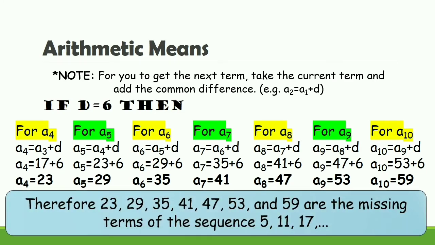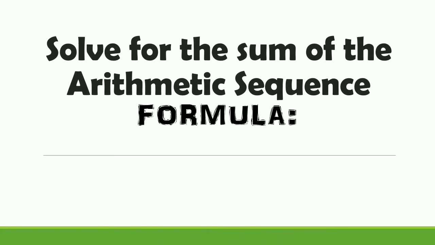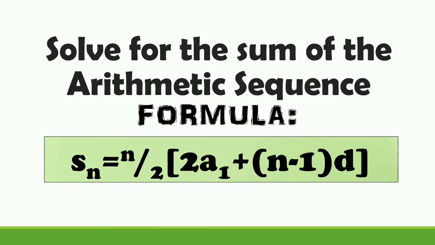Therefore, 23, 29, 35, 41, 47, 53, and 59 are the missing terms of the sequence 5, 11, and 17. Now, we are going to solve for the sum of the arithmetic sequence using the general formula S sub n is equal to n over 2 times 2a sub 1 plus n minus 1 times d.